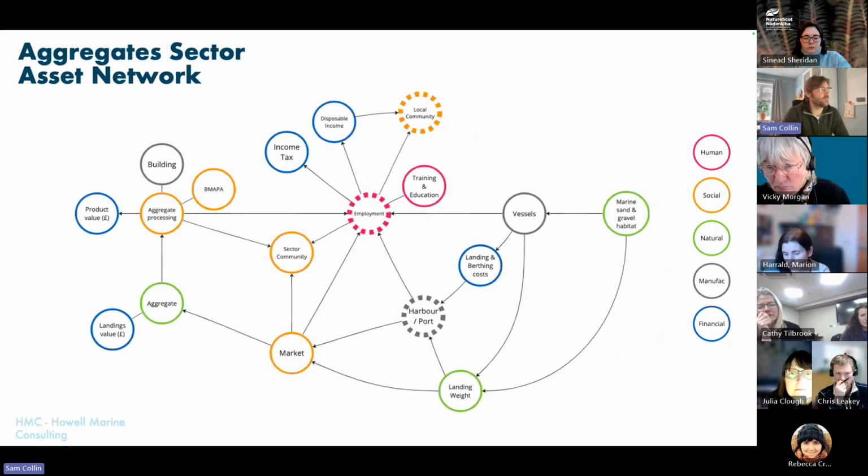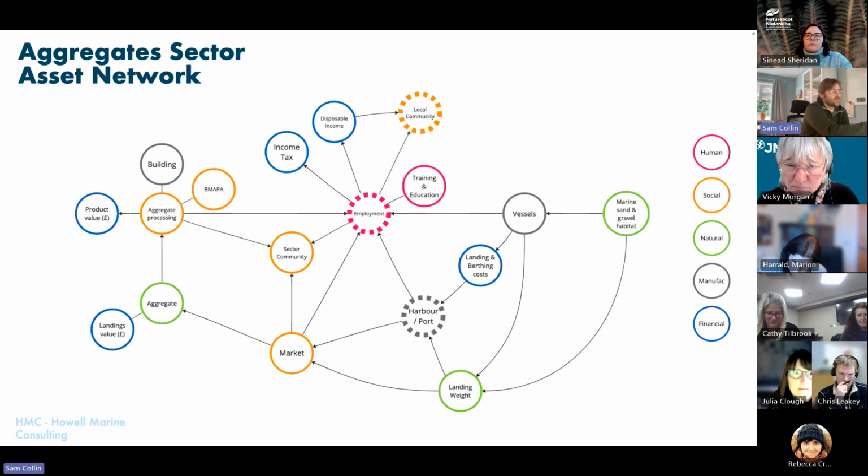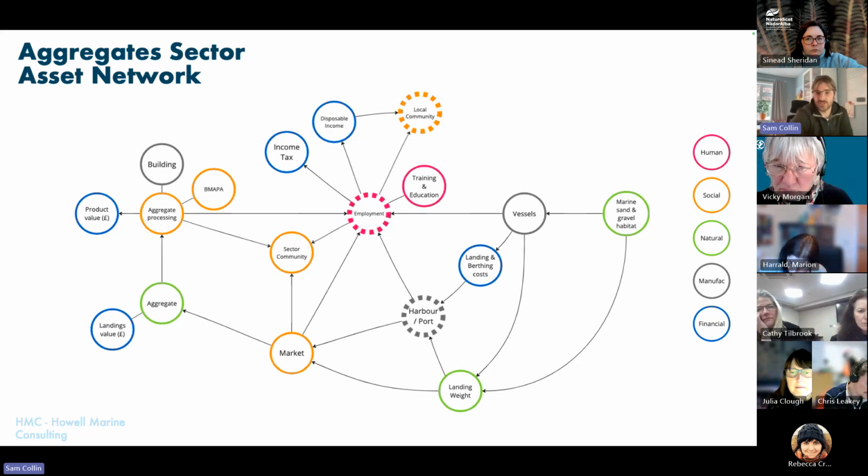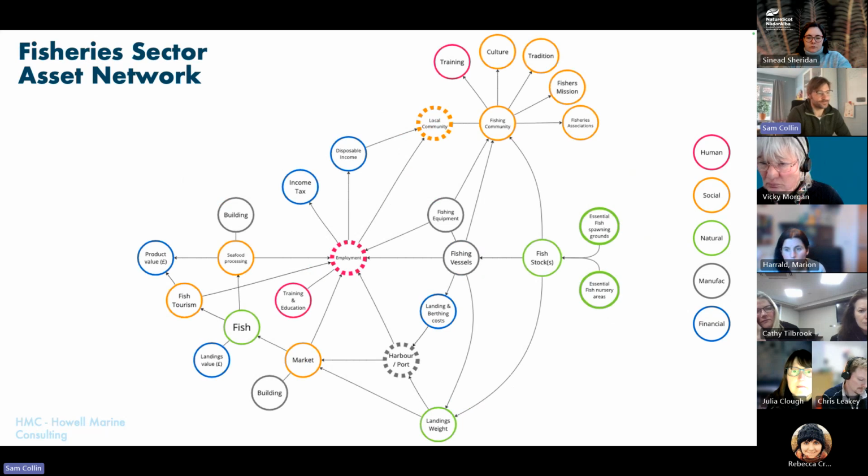So if I bring up now the aggregate sector network, again, it's a very similar structure. You have your natural capital at the beginning on the right, marine sand and gravel, and then that links to things like vessels, landing weights, harbours and port, employment. And you can see that there's a bit more social capital here on the left, where you build in aggregate processing and the different companies and organisations associated with that. And then the last one is the fishing community.